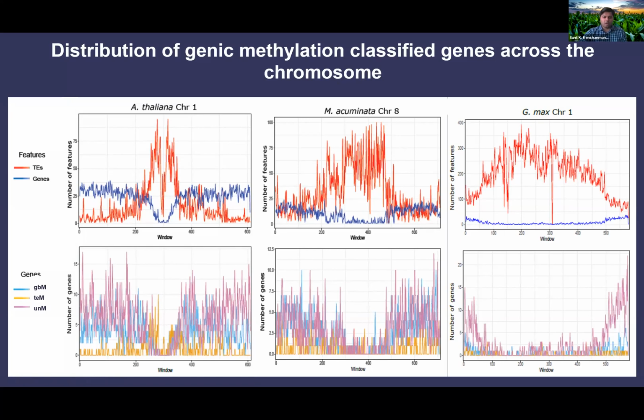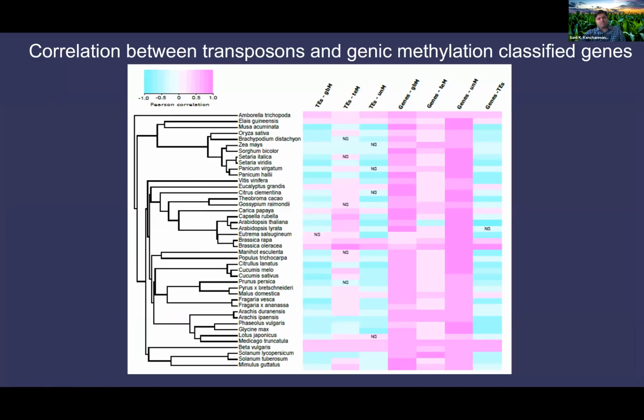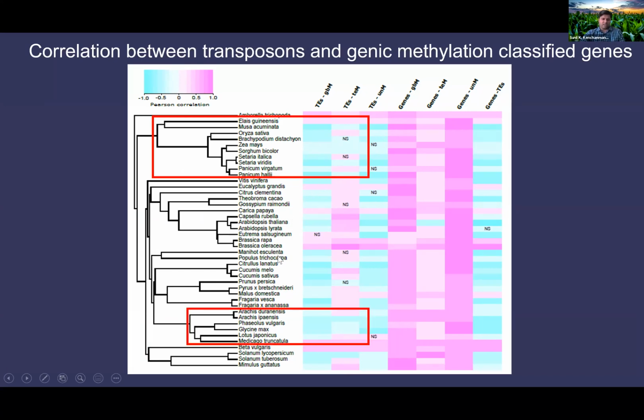So then I looked at all 43 species and looked at how these different genes are distributed across the chromosome. When you see here, there is a negative correlation of gene body methylated genes and unmethylated genes with the transposon content. But we see a positive correlation for transposon content and TE-like methylated genes in 28 out of 43 species. But we still see some important differences, where some species have a negative correlation between transposon content and TEM genes. This was particularly seen in the monocot family as well as the legume family.